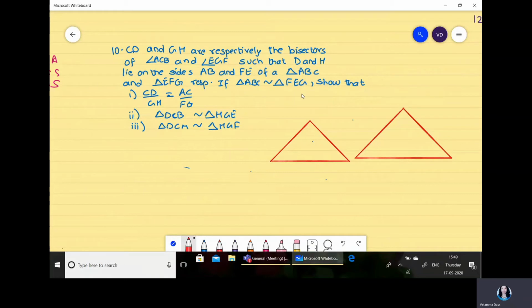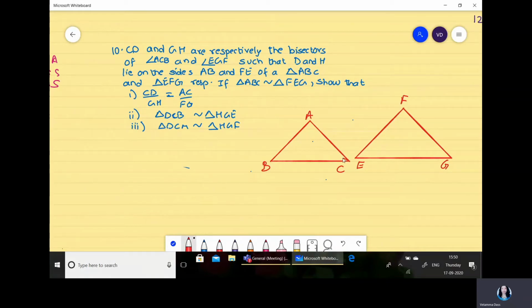Here it is given that there are two triangles and both the triangles are similar, that is ABC and FEG. When you write the correspondence and draw the diagram, you have to be very careful which letter corresponds to which. A corresponds to F, B corresponds to E, C corresponds to G. Now let's read again: CD and GH are the bisectors of angle ACB and angle EGF. So CD is a bisector.